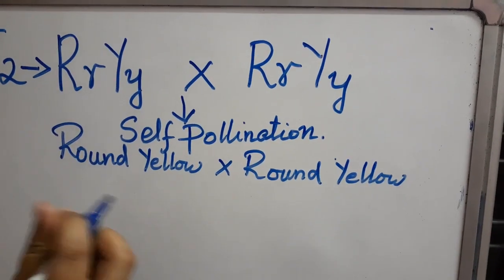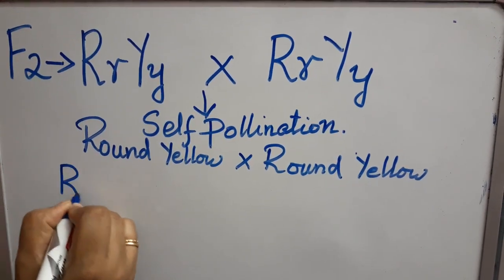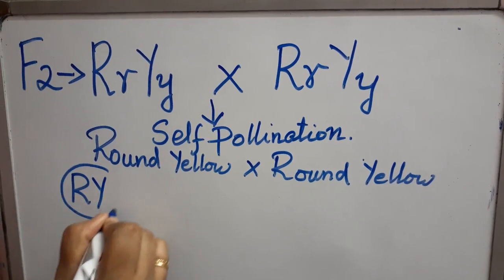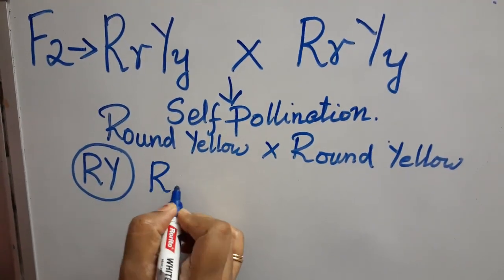So now we are getting gametes. First from this, capital R, capital Y, that is the first gamete. Next one is capital R, small y.